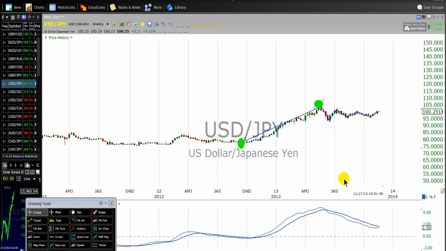Now, what's happening now? So we're going to look at the internal wave. When you count the wave, you want to look at the internal wave. Now I'm on a weekly chart. I want to see the internal wave of my drawing here. I cannot see them on this chart.